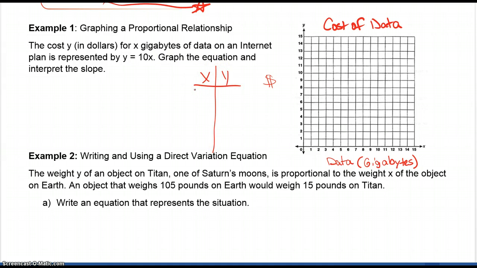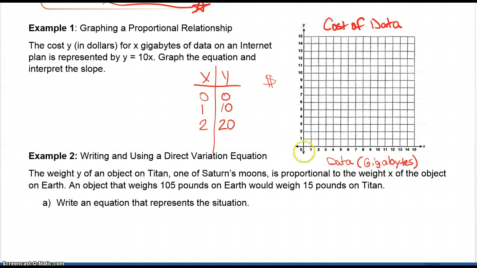So x, can x be negative values? Can we have negative gigabytes? No. So let's start with 0, maybe 1 and 2, and see if that's enough. Okay, you're plugging these into this equation for x. So 0 times 10 is 0, of course. Plug 1 in. 1 times 10 is 10. 2 times 10 is 20.